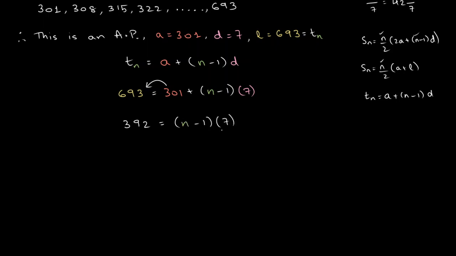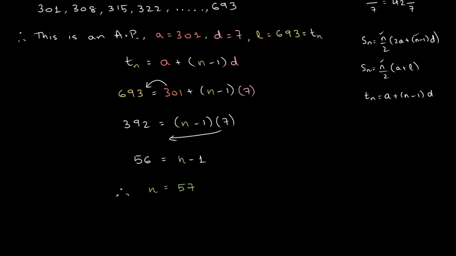7 is getting multiplied here, so taken to the other side it becomes division. 392 upon 7 gives me 56, so 56 is equal to n minus 1. Rearranging this, I get the value of n as 57. So there are 57 multiples of 7 between 300 and 700. These are all the multiples that we just found. I know the last term 693 is the 57th term.